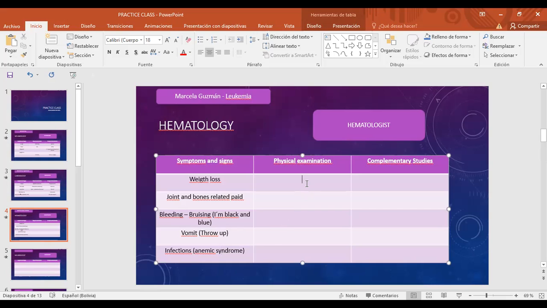Okay, so what would you find at the physical examination in this patient? Well, maybe I will find, for example, the bruises that are the most important.